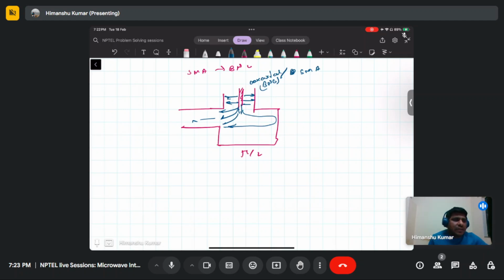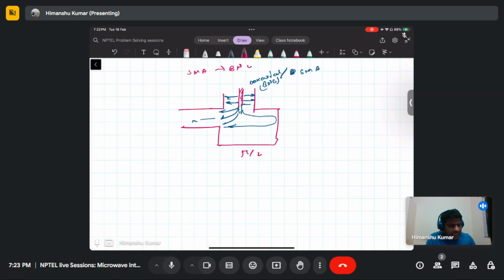So these are a few examples of two-port devices, and there are other examples like the mode suppressor, which separates a particular kind of modes, and others.